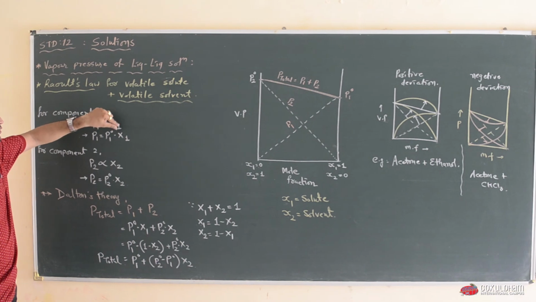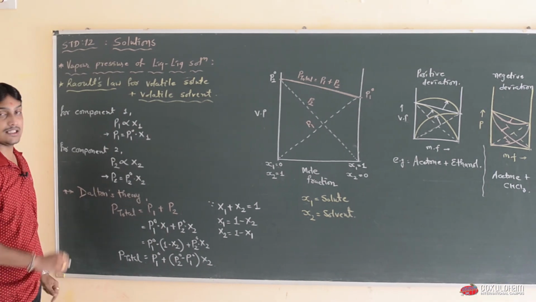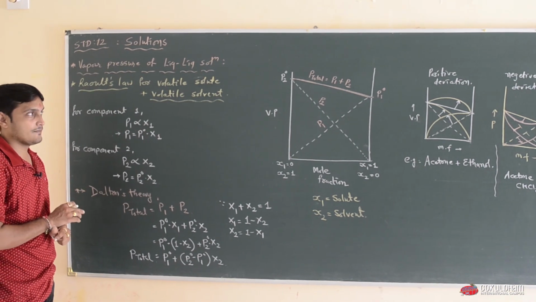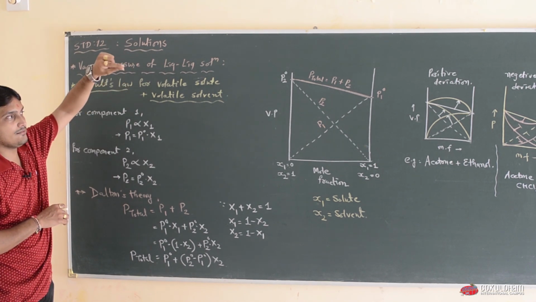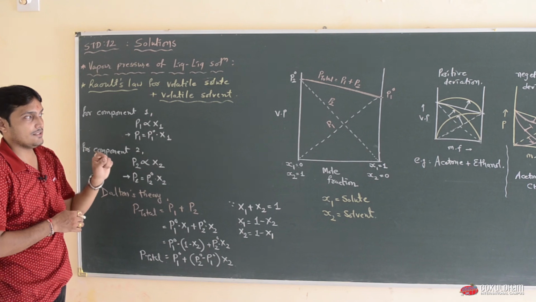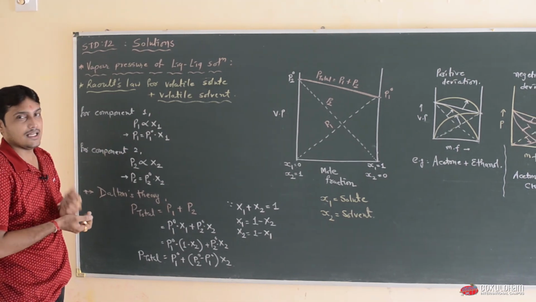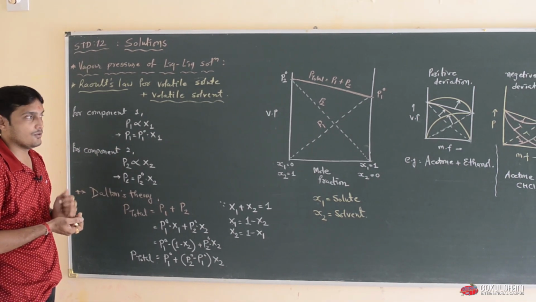This is also a most important theory which is asked for 4 marks. Till this point, positive deviation and negative deviation have been explained with graph and example in detail. Okay, thank you.